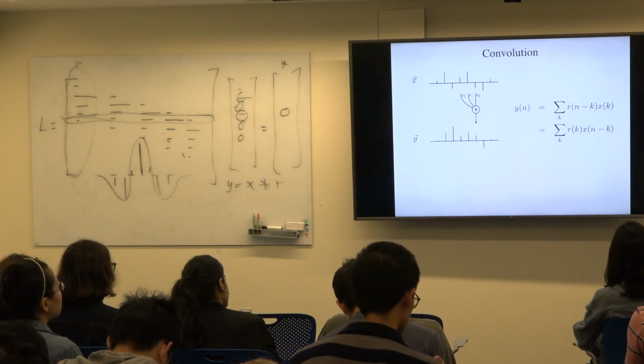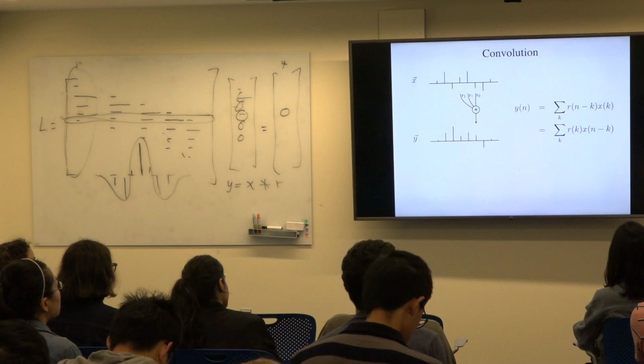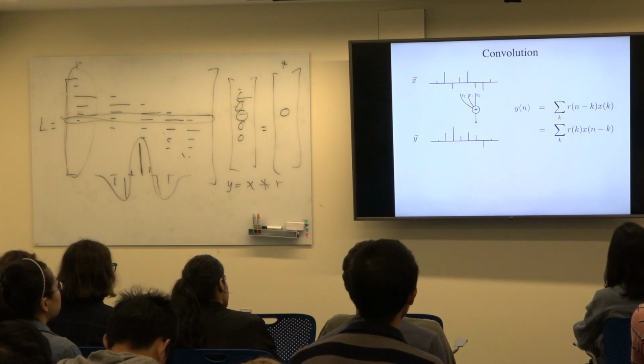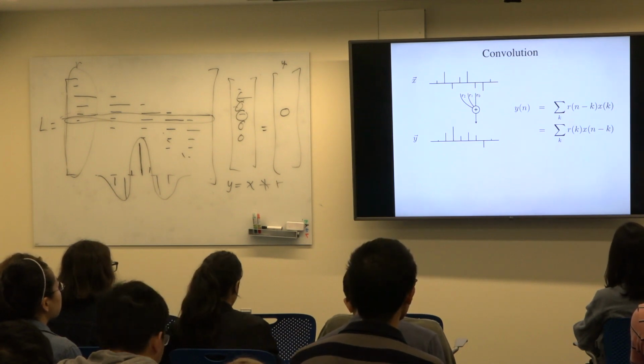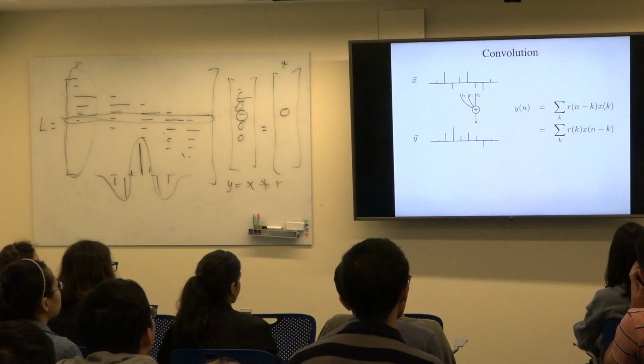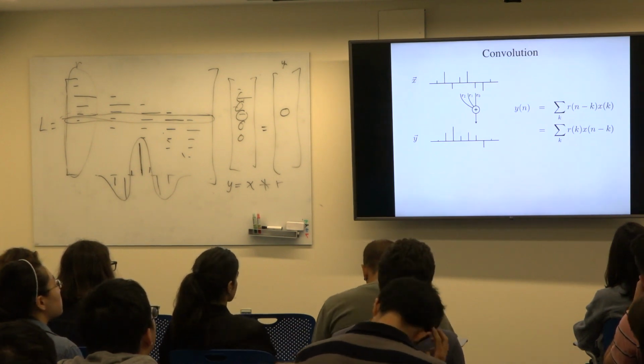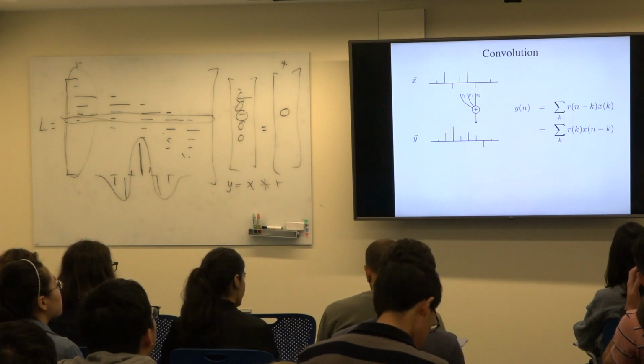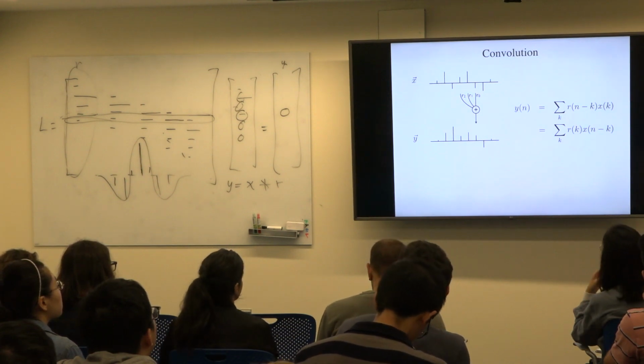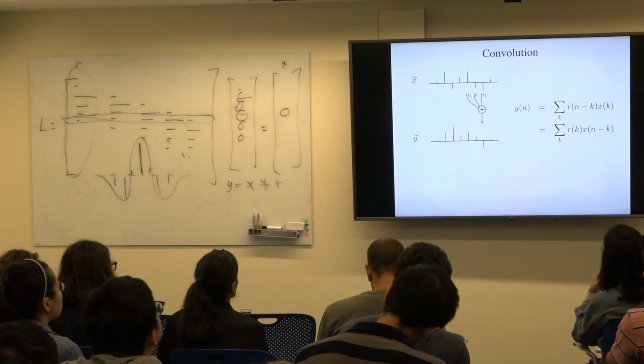what property of the system? Shift-invariance, not causal. R could have numbers that are going to the right if we're non-causal. But the fact that the output at the next time step is the same operation applied that time later, that's shift-invariance.